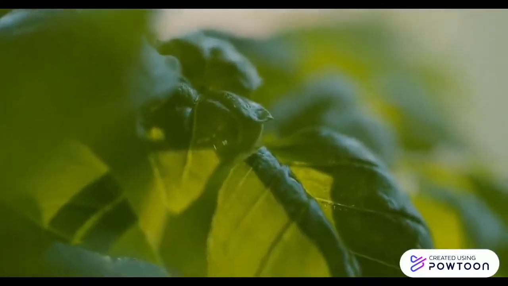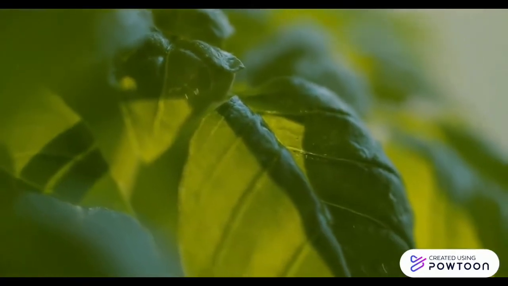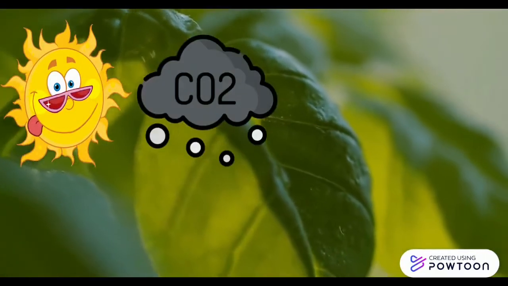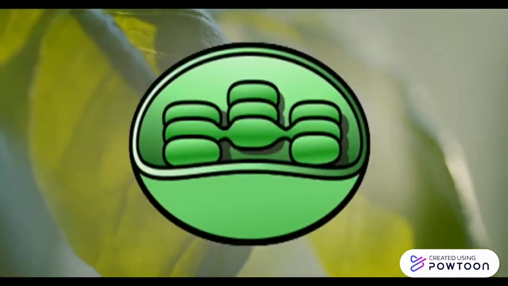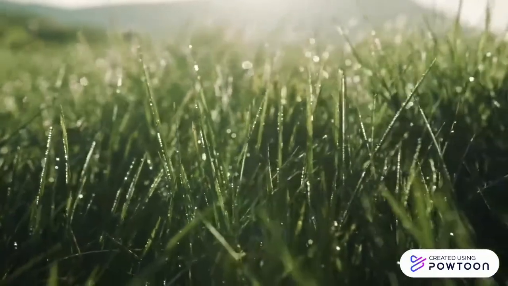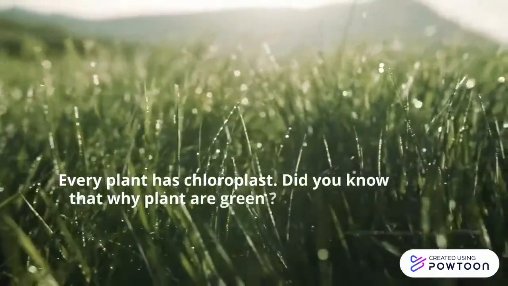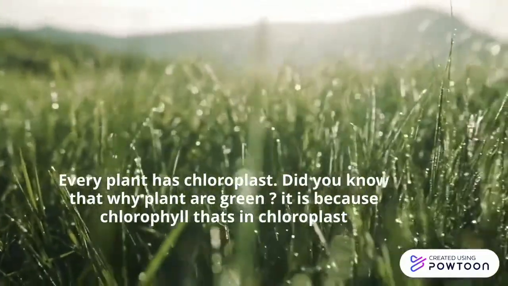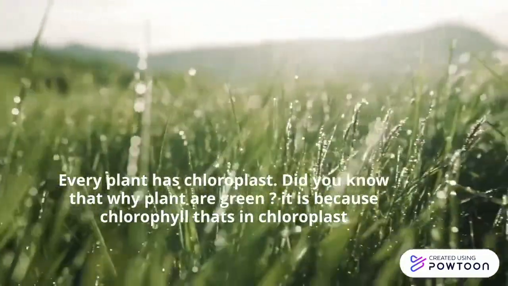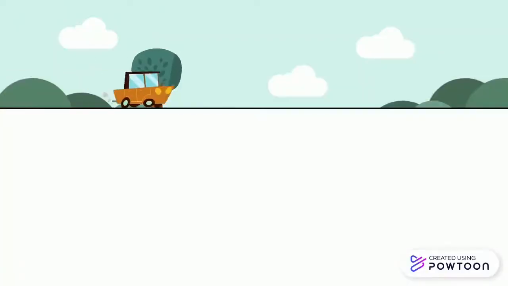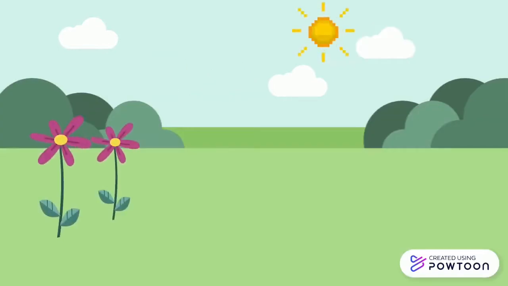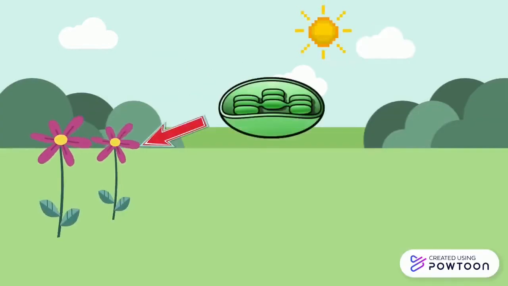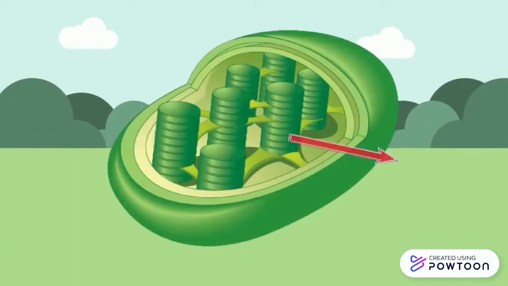How does photosynthesis occur? First of all, plants need sunlight, carbon dioxide, air, water, and lastly, the most important, chloroplast. Every plant has chloroplast. And did you know why plants are green? It's all because of the chlorophyll in the chloroplast. Wait, what is in the chloroplast? In chloroplast, we have thylakoid, stroma, and lastly, granum.